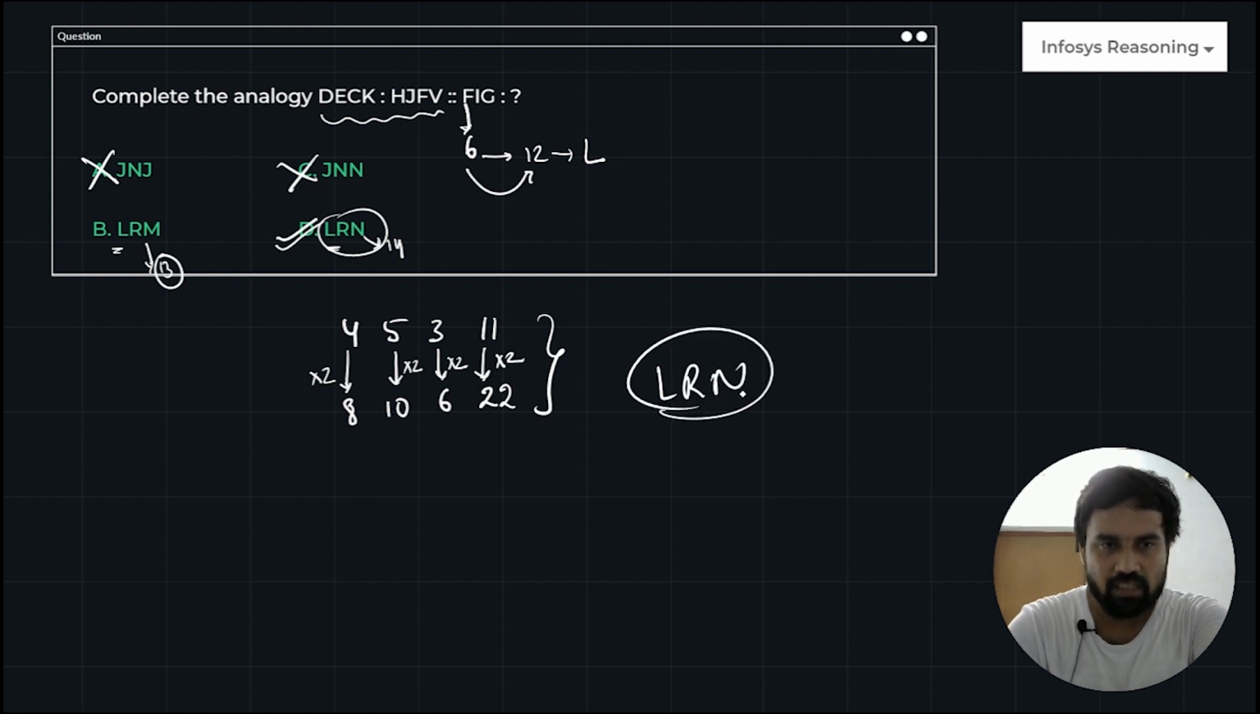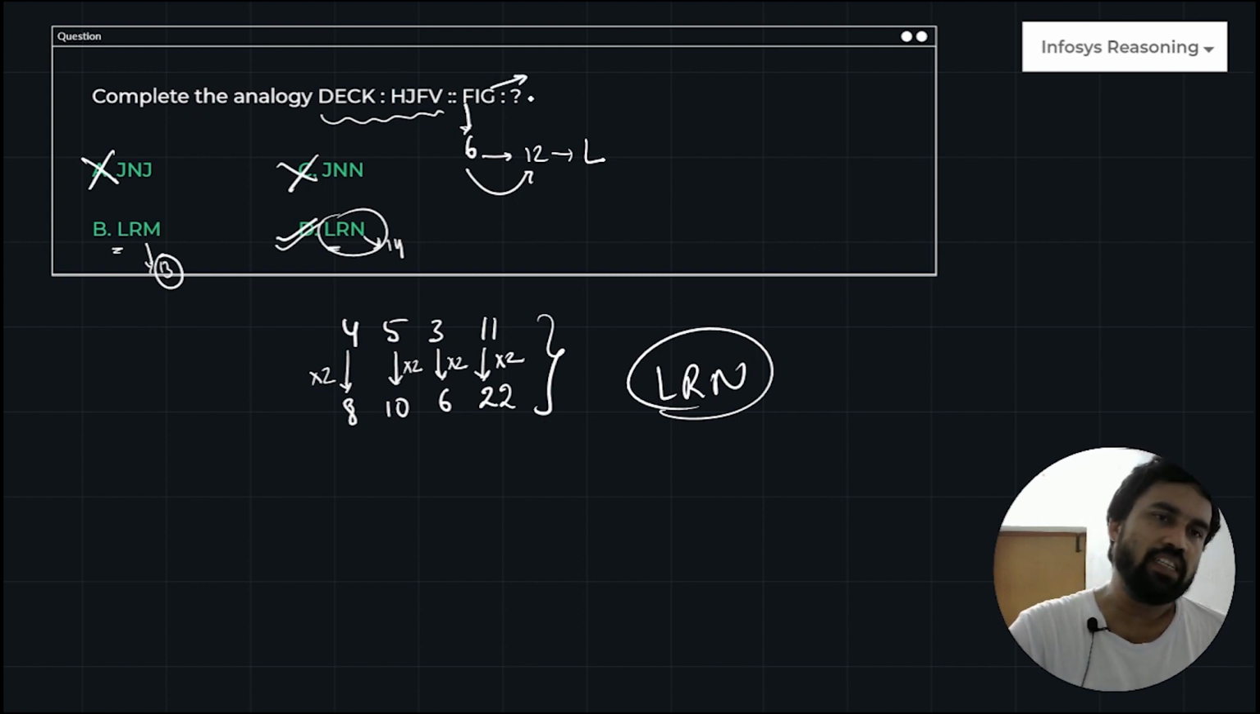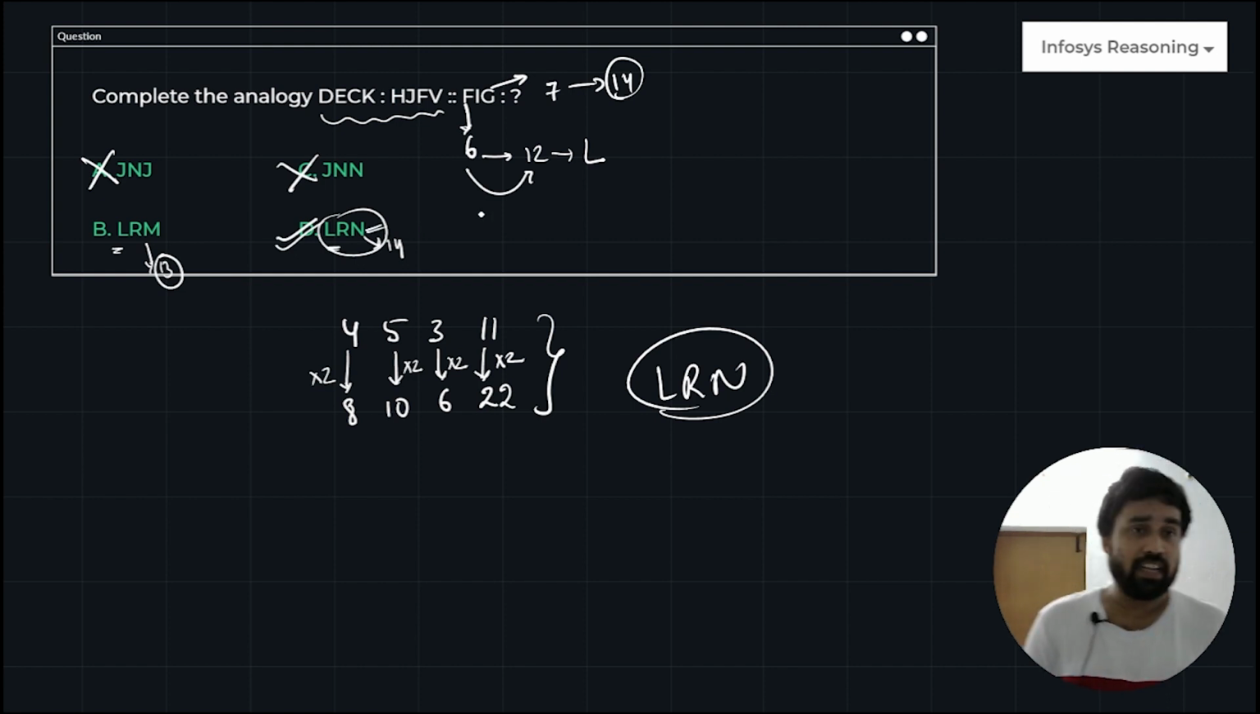So see guys, with different logics, you can predict the answer within very little time. But it depends on how you are practicing. So just look at it, if you want to do it, you can also do it. G is nothing but 7, 7 doubled is 14, an even number. So N is 14, M is an odd number, so I can eliminate it.